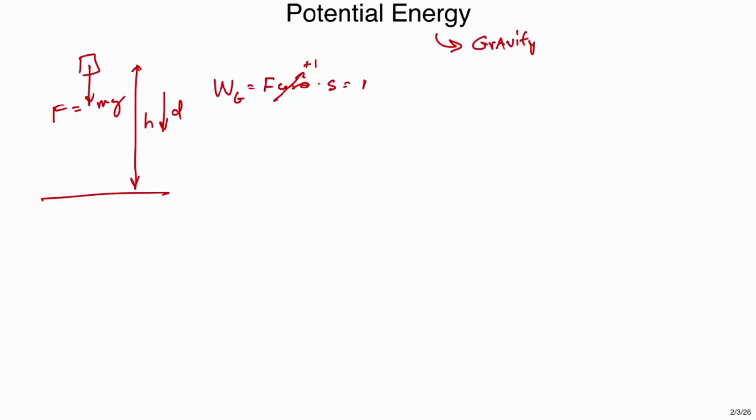What's the force? Well, it's mg. And what's the distance? H. There's the work that is done by gravity when something falls through a height h. We call this thing mgh, we call that the potential energy due to gravity.